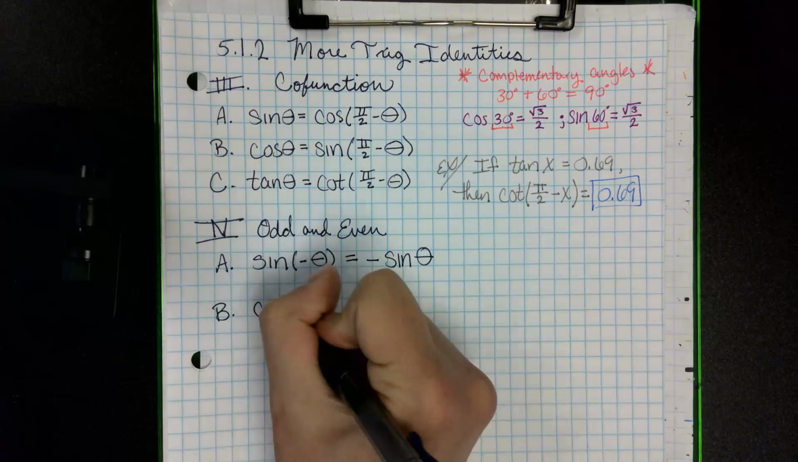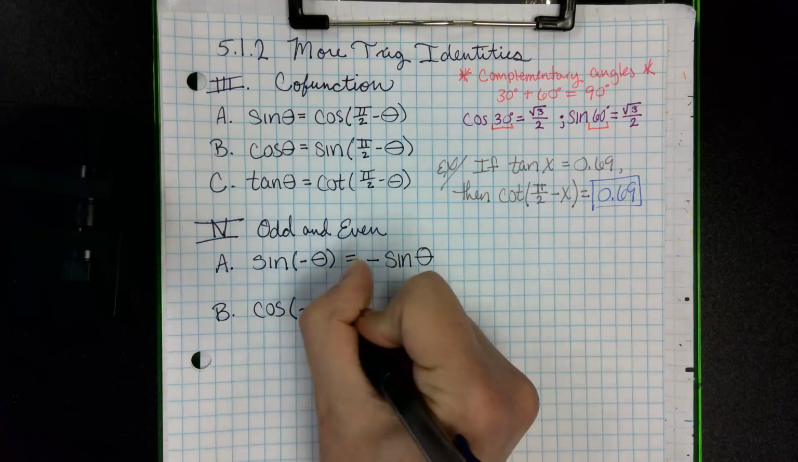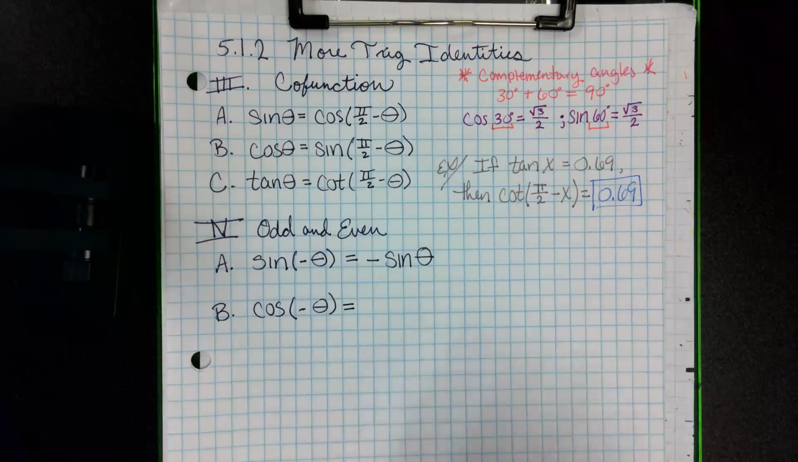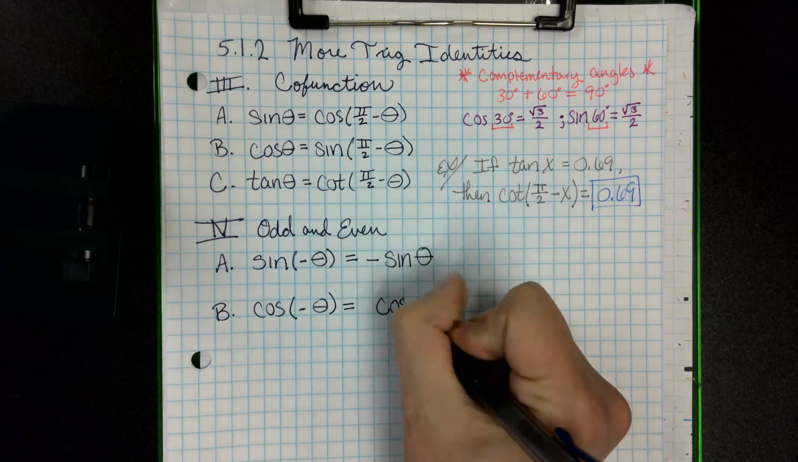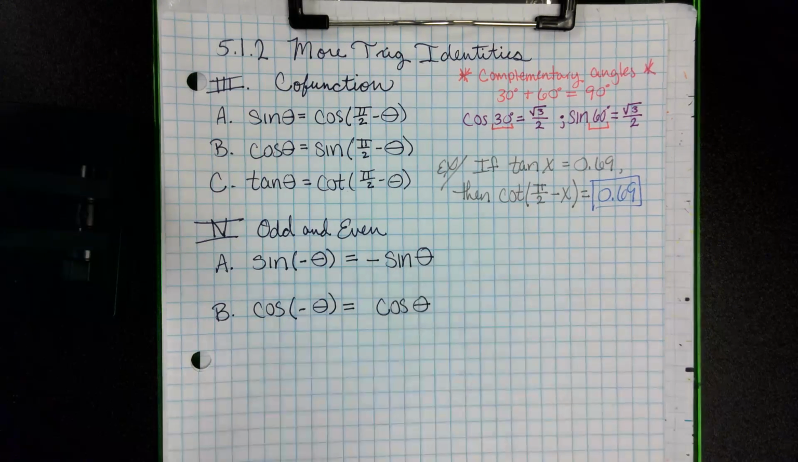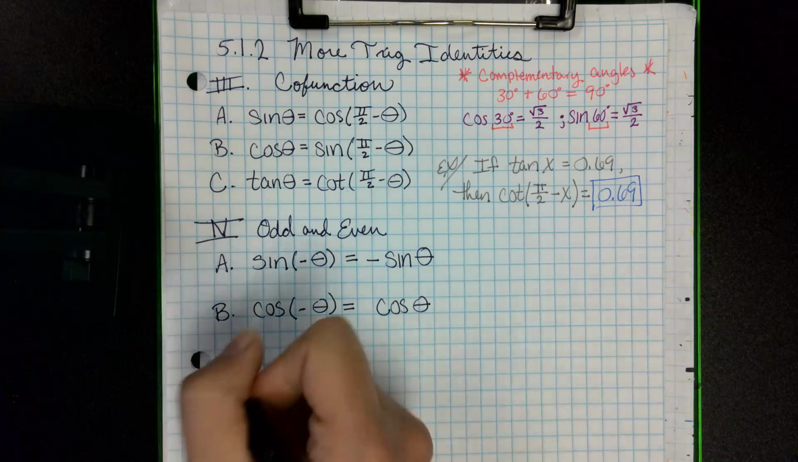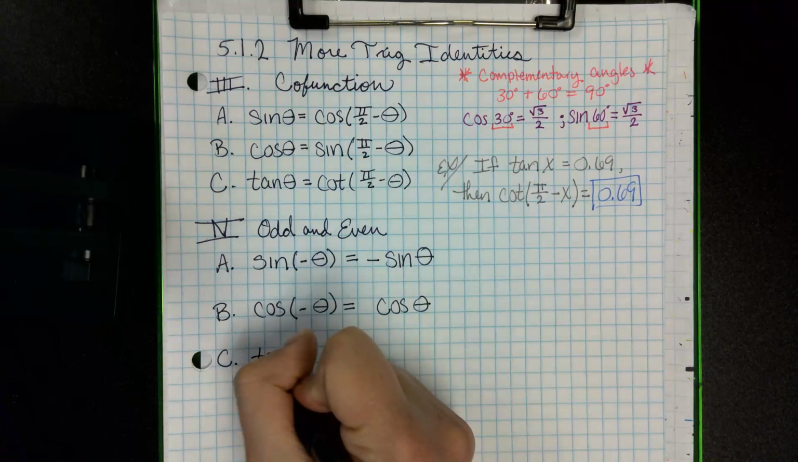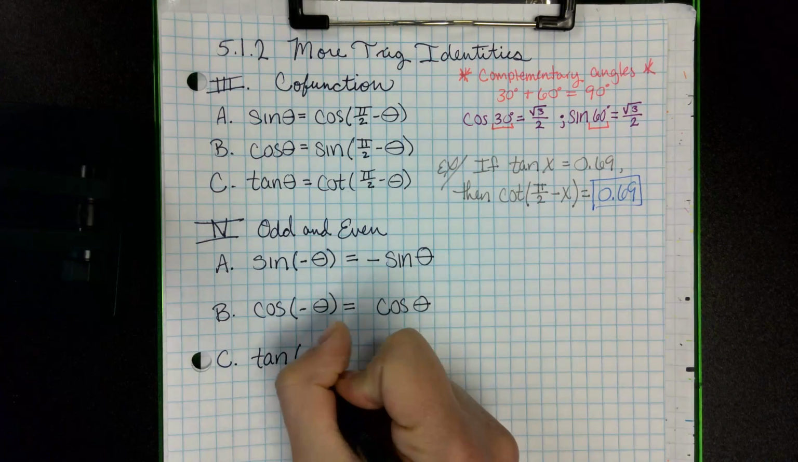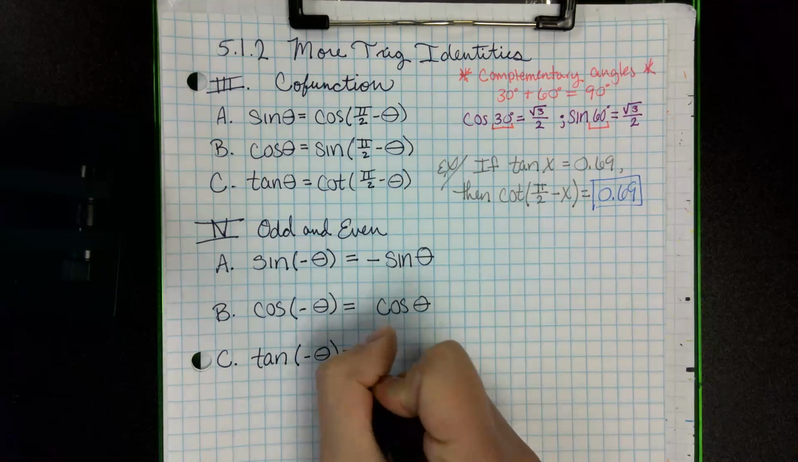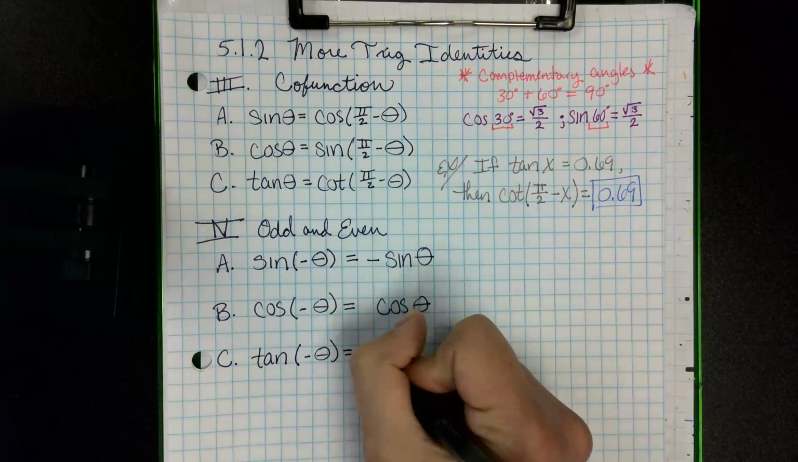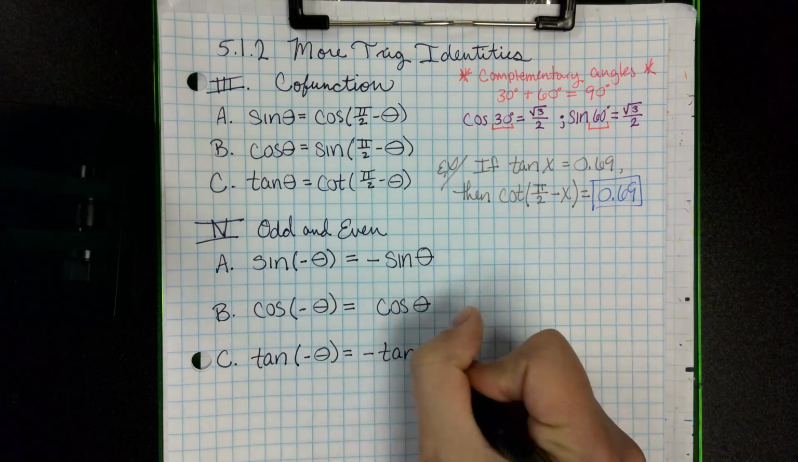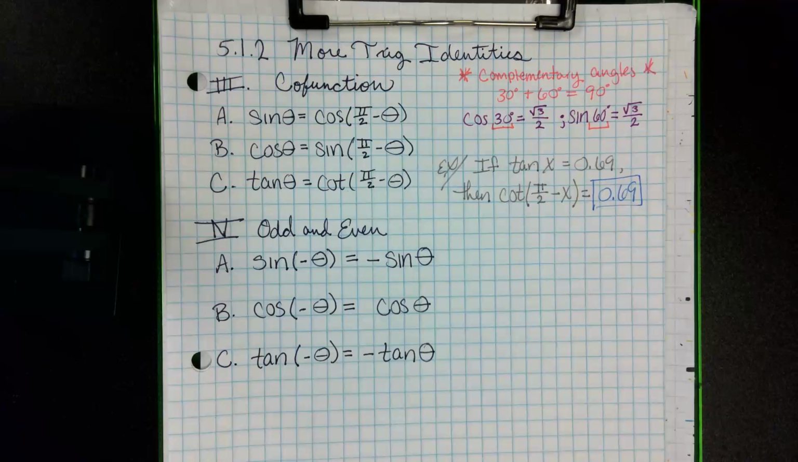Cosine of negative angle theta is equal to cosine of its positive angle theta. And then the third one I'm going to do is tangent. Tangent of negative angle theta is equal to negative tangent of positive angle theta.